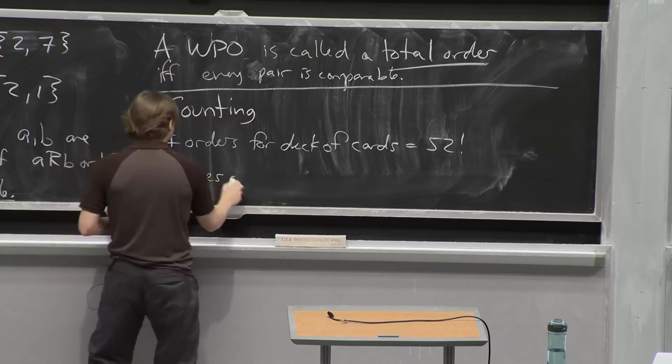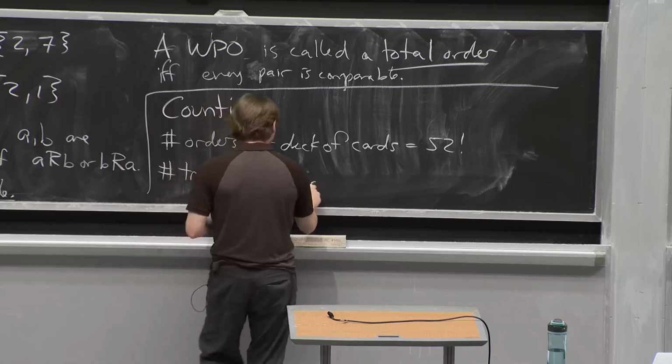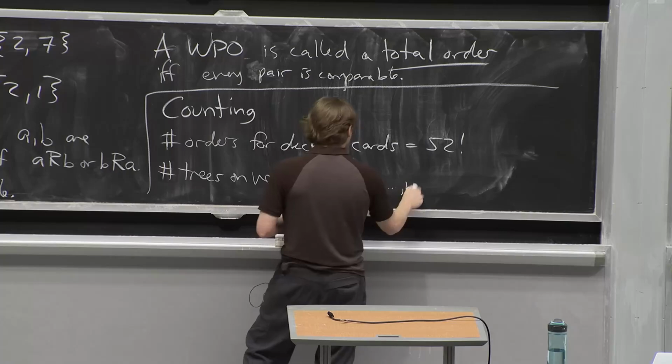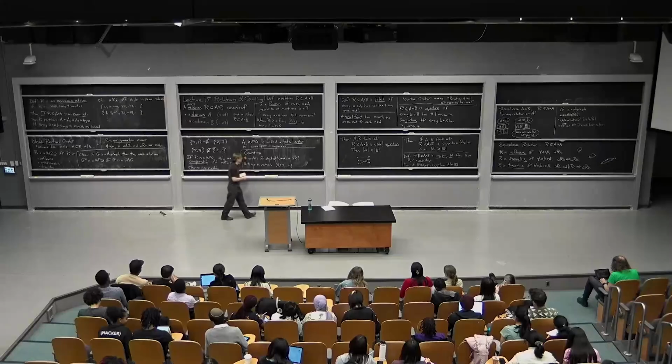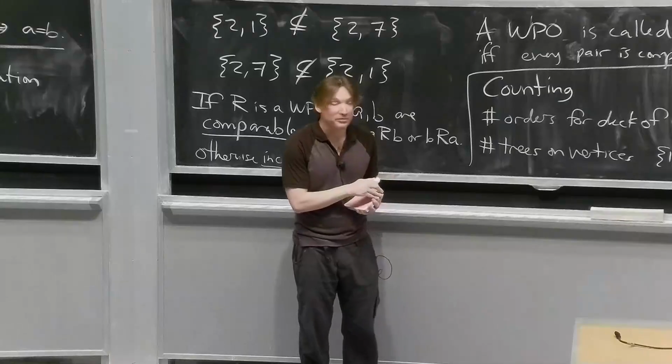trees are there whose vertices are exactly the set 1, 2, 3, up to n? Does anyone know? I'd honestly be surprised. It's not an easy problem.